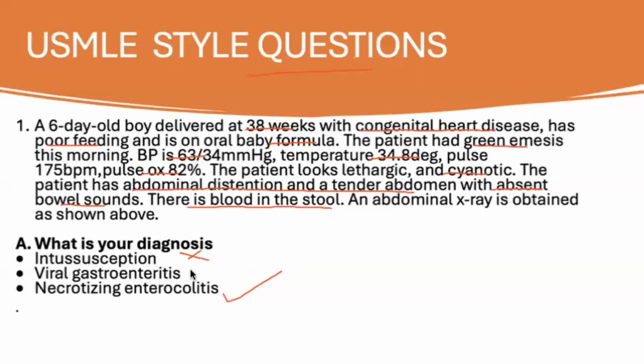And viral gastroenteritis is usually a benign condition. So you wouldn't see a hypotensive patient who has abdominal distension or a tender abdomen or blood in stool. And usually the abdominal X-ray is normal, always normal. So it's easy to rule this out as well.